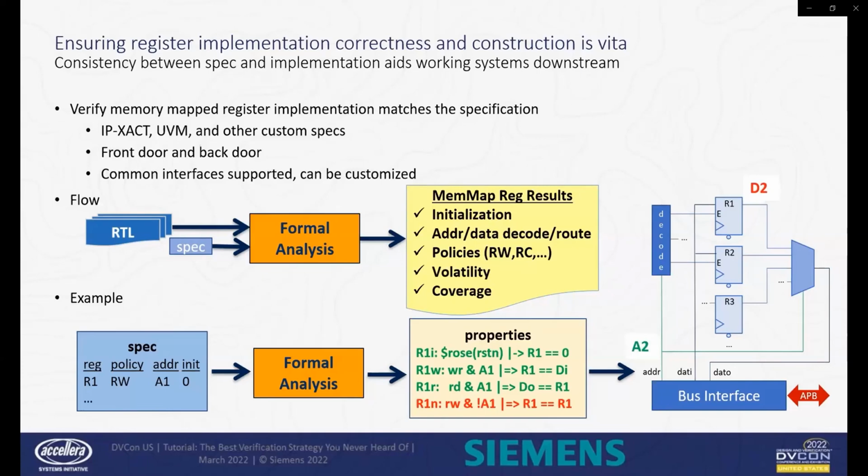The R1N property failed. This checks that for all other transactions not related to R1, R1 remains stable. In this case, there's a bug in the address decode such that incorrect data was written into the register R1. This shows the power of formal in verifying both correct operation as well as ensuring illegal behavior is caught.